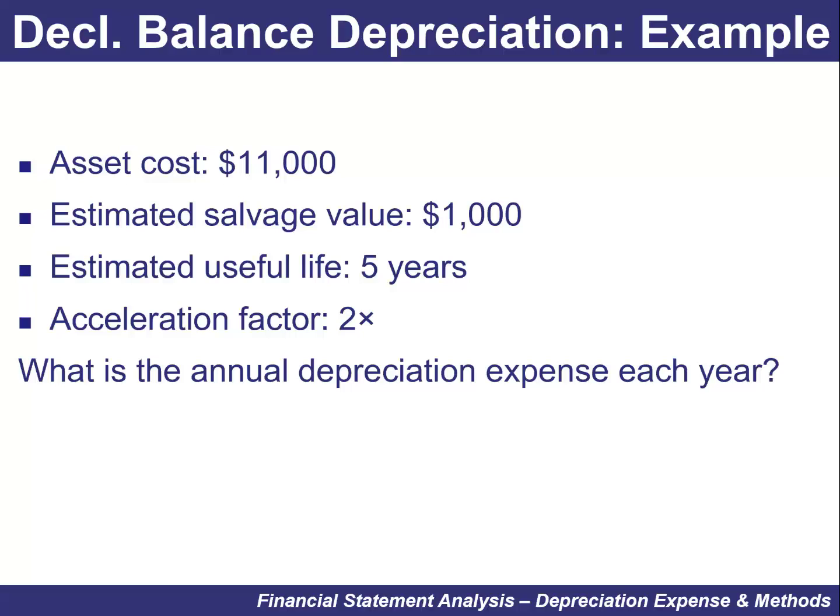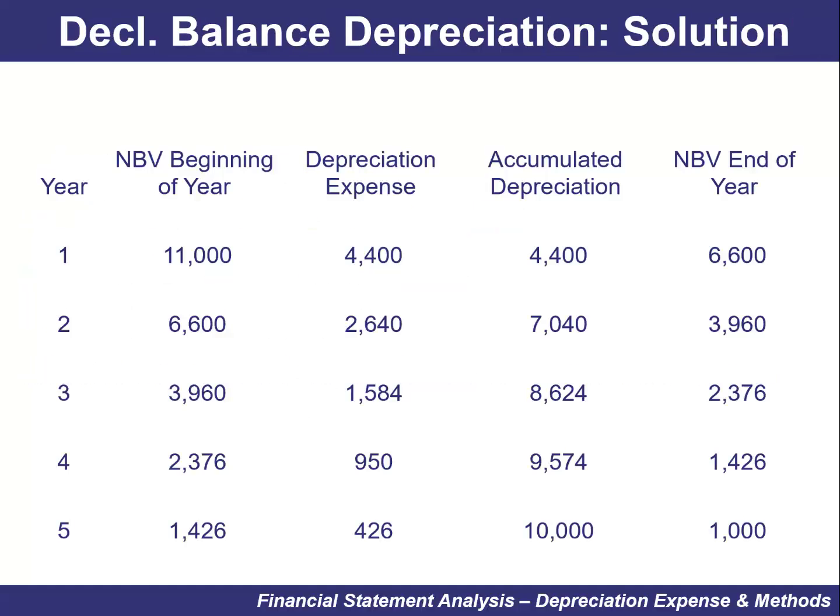Let's look at an example. You've got an asset with a cost of $11,000 and a $1,000 salvage value. It's got an estimated useful life of 5 years, and we're going to use an acceleration factor of 2. The question is, what's the annual depreciation expense each year? So we start with the net book value at the beginning of the year. And remember, we've got a 5-year useful life.